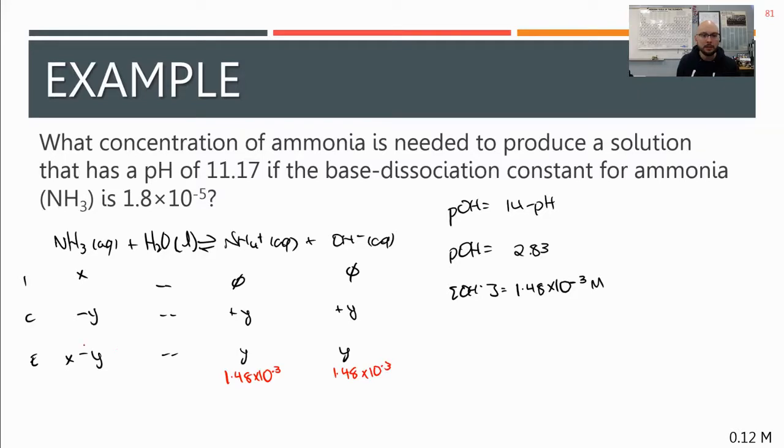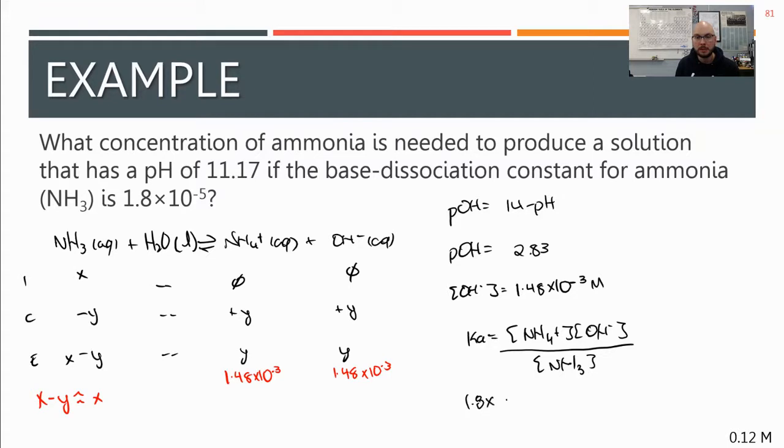And even though we know that this is X minus Y, we can write that same statement that X minus Y is approximately equal to X. So we're just going to ignore this Y part here. So now that we have all that piece of information, we can write a Kb. So Kb is equal to the concentration of NH4 plus OH minus over NH3.